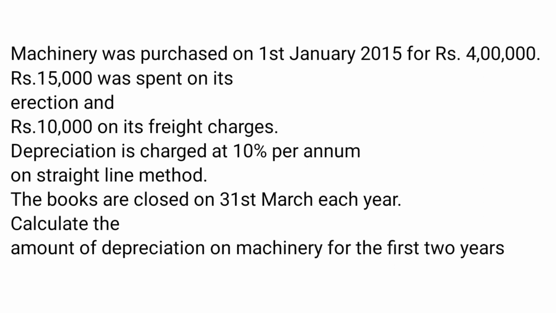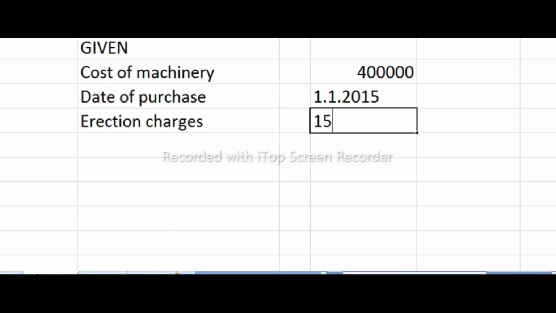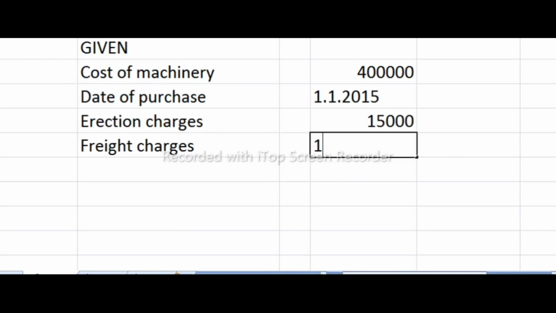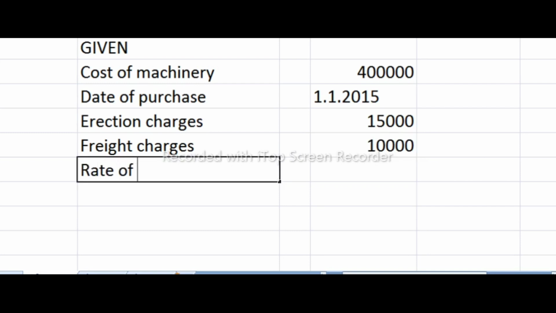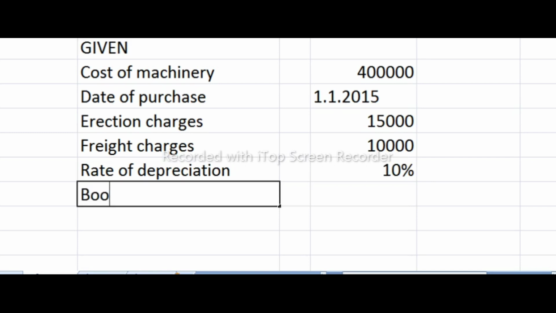So first step, let's write out what all they have given in the problem. The first information given is the cost of the machinery, which is 4 lakhs, and the date on which they have purchased the machinery, that is 1st Jan 2015. Then they have given erection charges, which is 15,000, freight charges, which is 10,000, rate of depreciation, which is 10%, and the books closed on 31st March of every year.